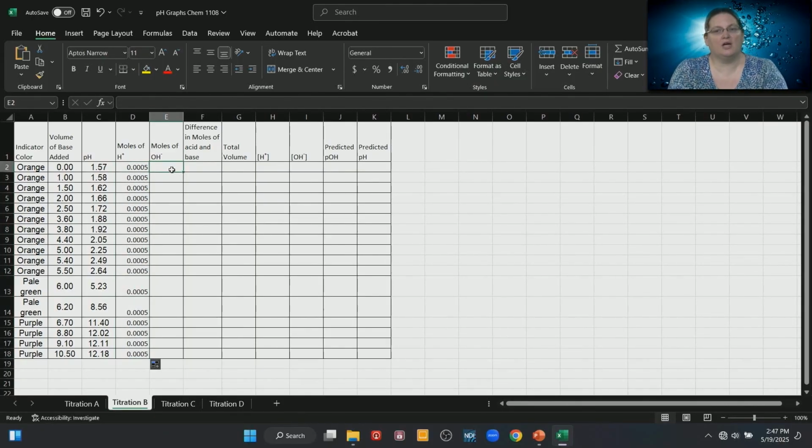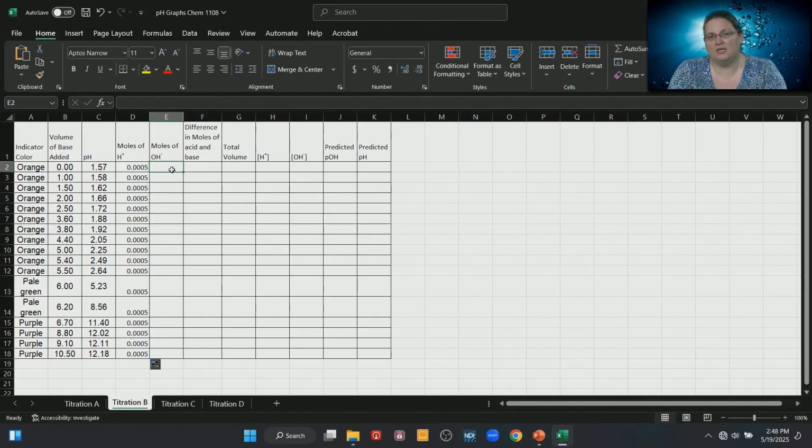So now, how do I get the moles of hydroxide? Well, initially, we're not going to have any in there because no sodium hydroxide was added. We're going to use that same equation, which is molarity equals moles over volume. So if we know the molarity and we know the volume, we can then calculate the number of moles of hydroxide. Our first one should be a 0.